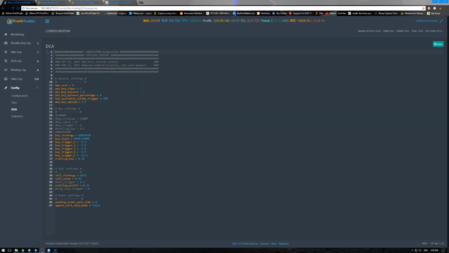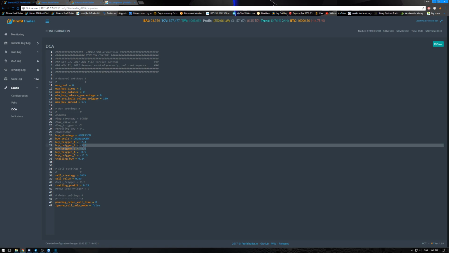Alright, up to our buy settings. As I said earlier, you can use any of the buy strategies that you've used in your pairs log. Your low BB, EMA spread, EMA cross, etc, etc. There's also one particular to DCA and it's called Anderson. Buy size double down. Like it says, it doubles down. Easy peasy.